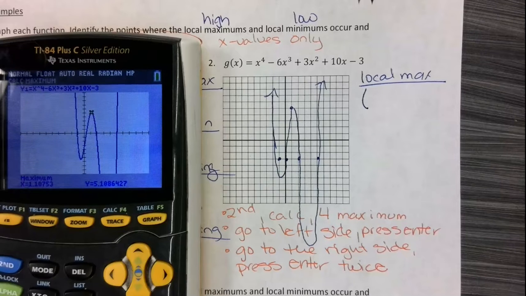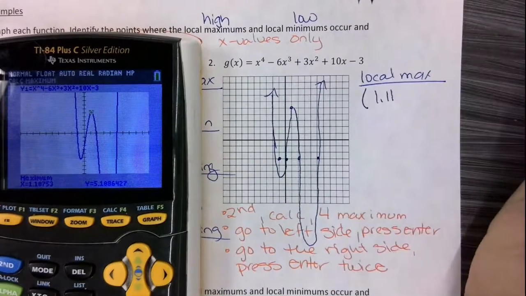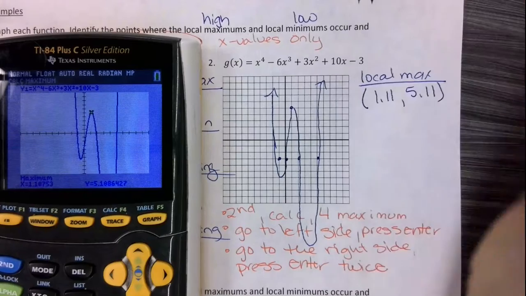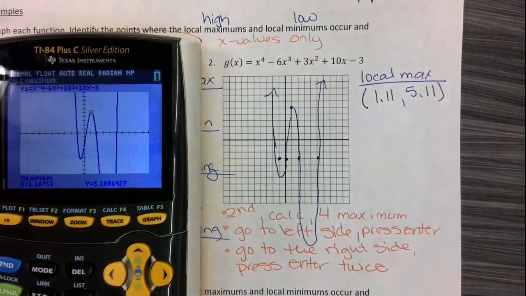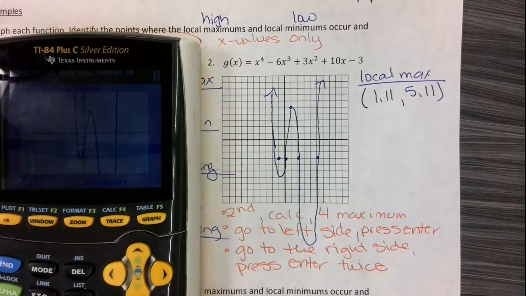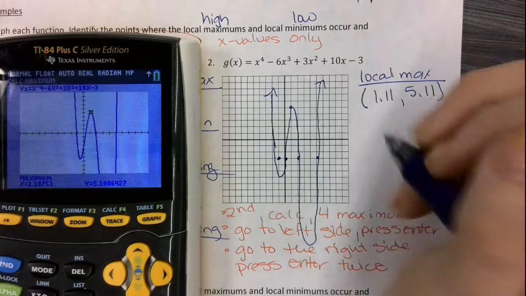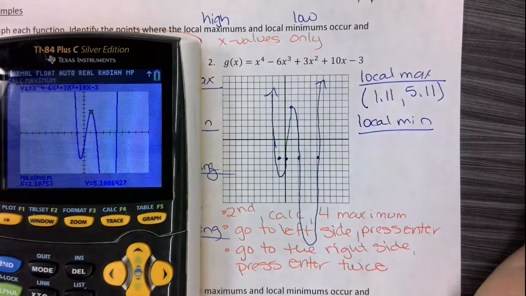Oh, 2 decimal. Oh, I forgot decimal. And it's not 5. The x value is 1.1. You didn't tell me that. And then my y value is 5.11 as well. I'm not guessing here. I'm using the calculator. Okay. So I'm going to do the same thing for my local min. Do I only have one?